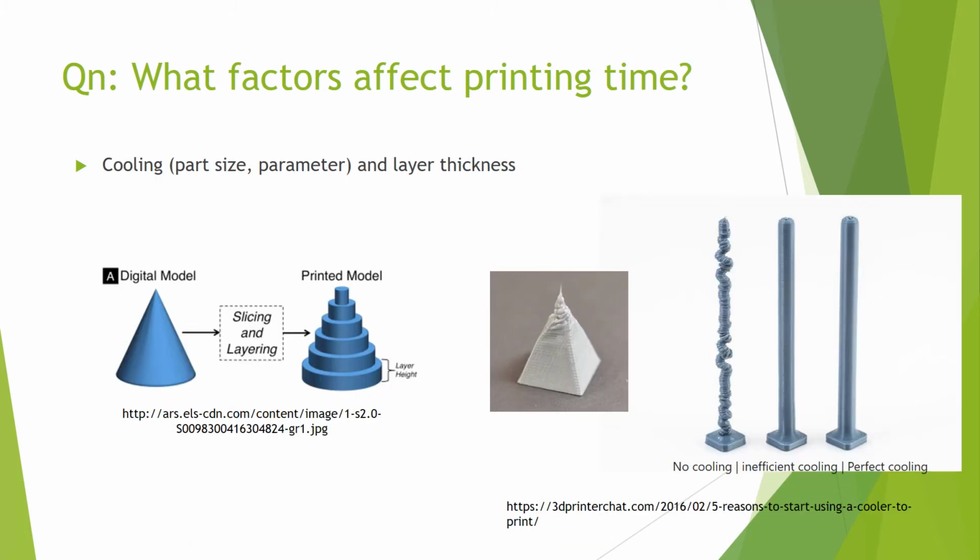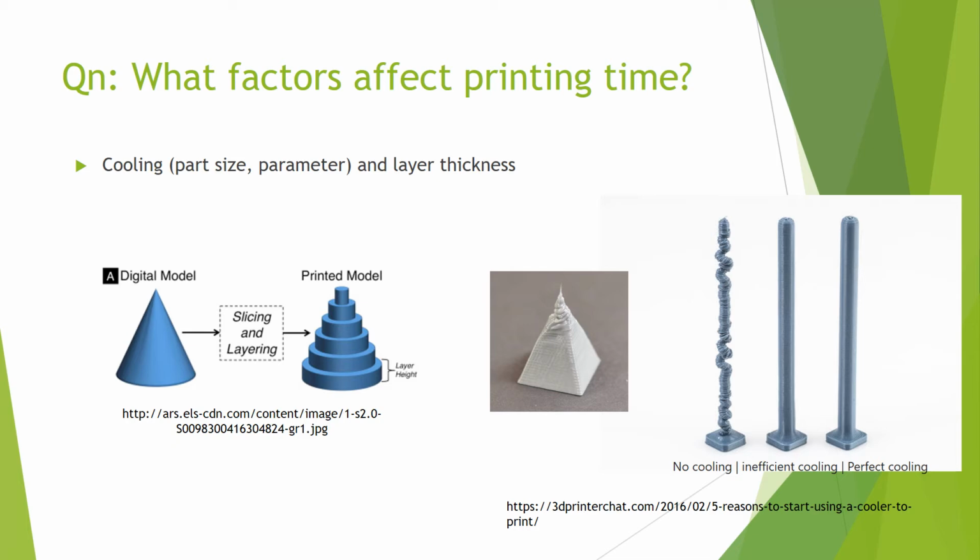So the last factor I can think of that affects printing time would be layer thickness and cooling. So layer thickness: in the 3D printing software, you can adjust your layer thickness to be like 300 microns, 200 microns, or 100 microns. So the layer thickness is simply the thickness of each layer as you print. So if you choose a smaller layer thickness, your printing time will obviously increase as well.